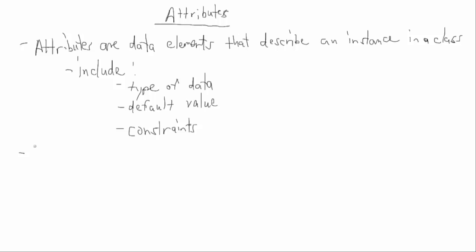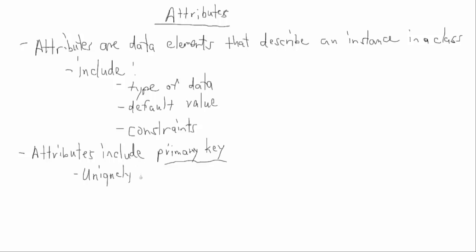Another thing we need to consider with attributes, our attributes include the primary key. So what do we mean when we say a primary key? A primary key uniquely identifies an instance in a class. So the key there is uniquely.